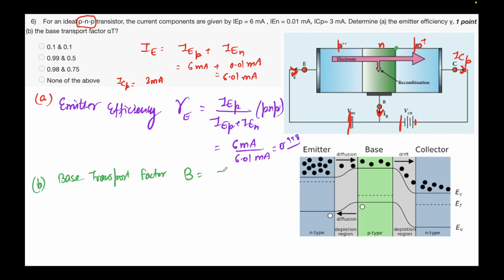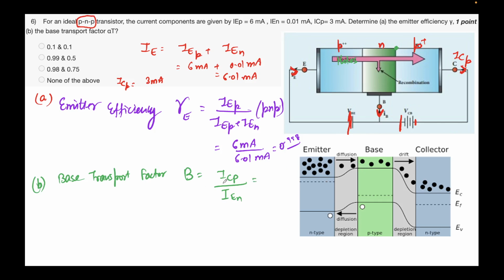How do we know? It is given by ICP, because those are the number of holes that are collected in the collector, which come out as the current. So ICP is the total number of holes, not electrons in this case, that have reached here, and we are assuming all of them are coming out at the collector, divided by IEN. These are the number of electrons that have reached at this junction. The rest is essentially what has recombined.